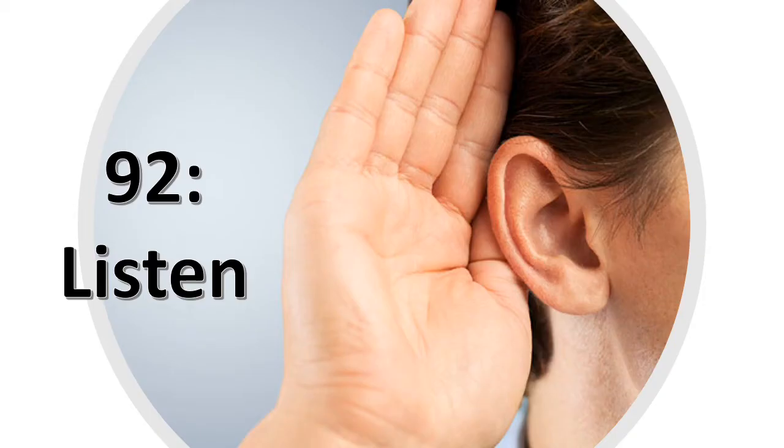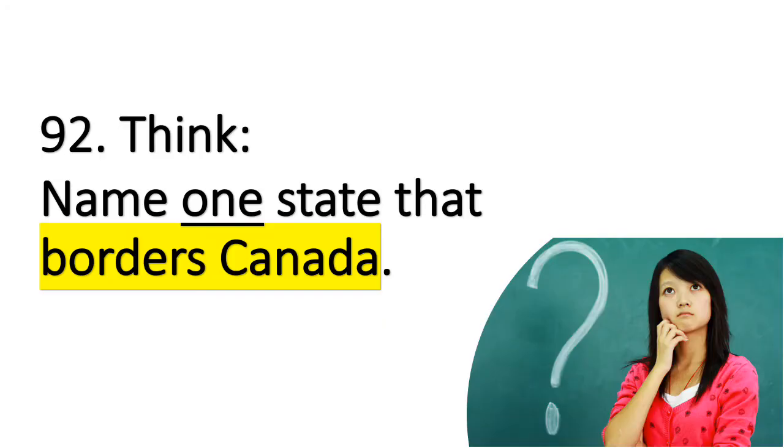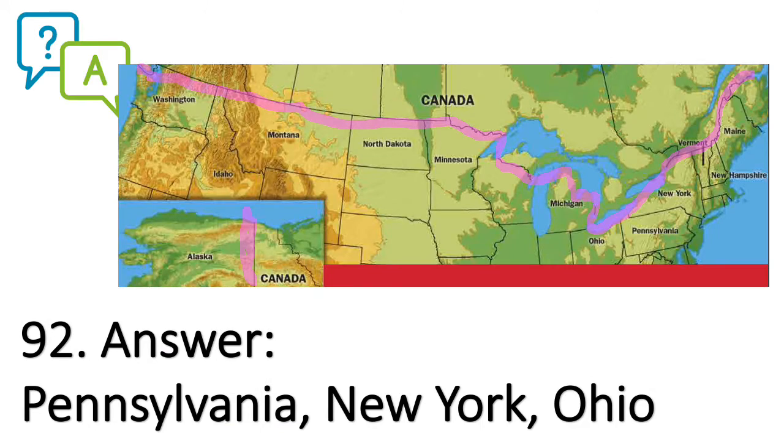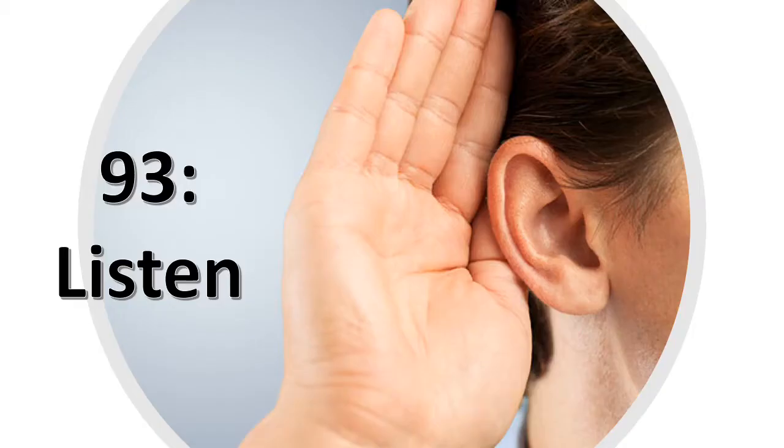Number 92. Name one state that borders Canada. Pennsylvania, New York, Ohio.